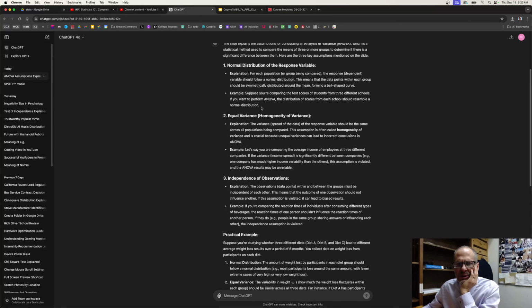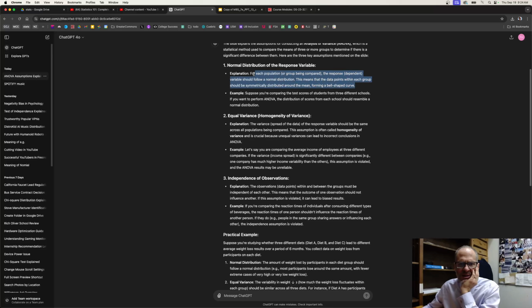So in this example, the response dependent variable would be the test scores, the distribution of scores from each school. So you're comparing the test scores of students from 3 different schools. The dependent variable would be the scores, and does it depend on which school you're at? So the independent variable will be the school, and our hypothesis is that potentially the school is influencing the test scores. So test scores are dependent upon the school.